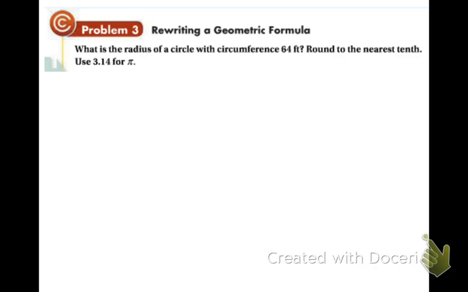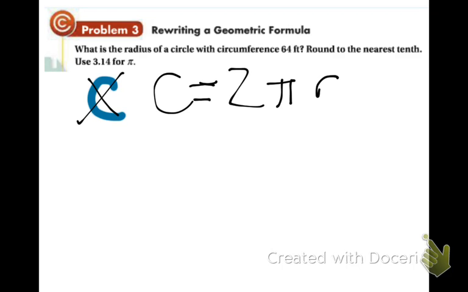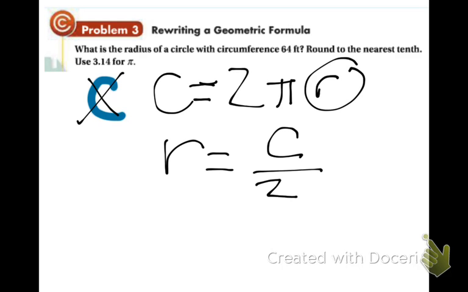This one says, what is the radius of a circle with a circumference of 64? Round to the nearest tenth. Once again, the main objective is to rewrite the equation first. I'm not looking for the answer. You should know that circumference is equal to 2 pi r, and you could reference the previous screen for that. They want to know what the radius is, so you need to isolate that, which means radius is now equal to circumference over 2 pi.